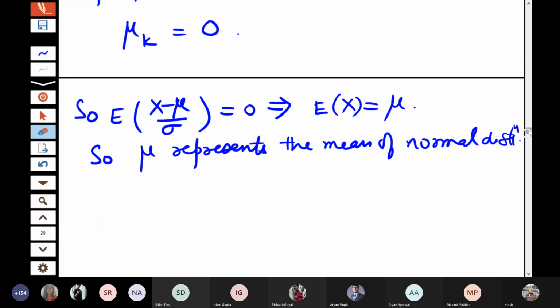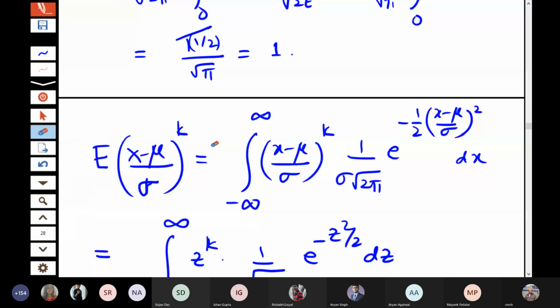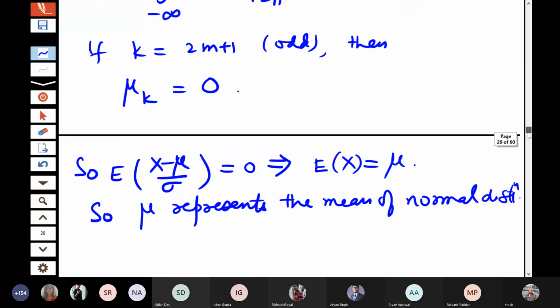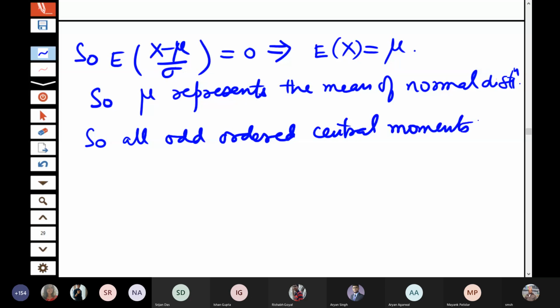So what I have calculated here is expectation of x minus mu to the power k divided by sigma to the power k. So these expectations of x minus mu to the power k will become central moments, because mu we have shown to be the mean. Okay, so the forms are now: all odd ordered central moments of a normal distribution vanish.